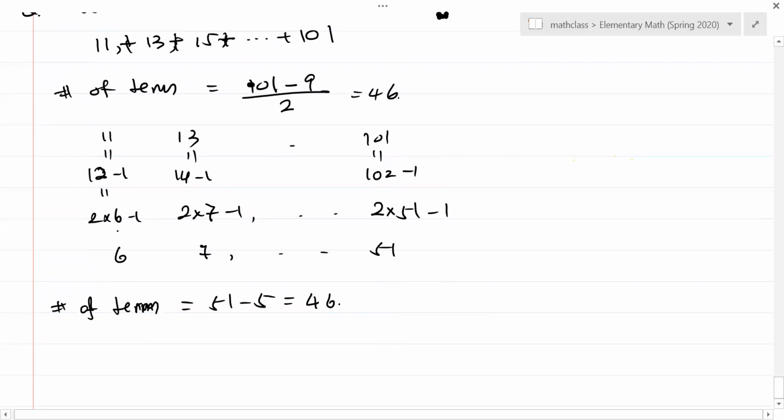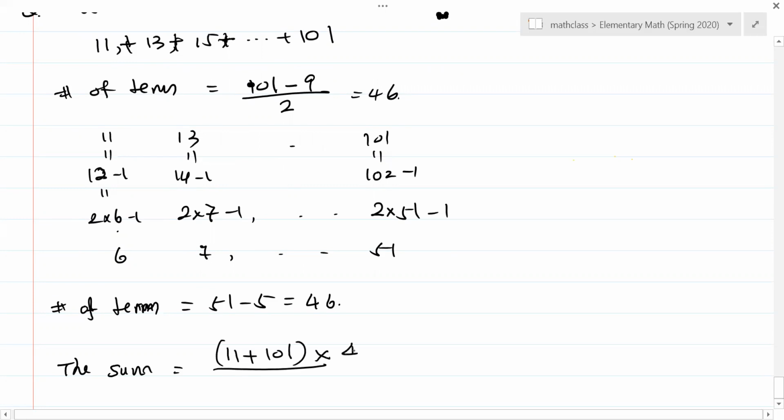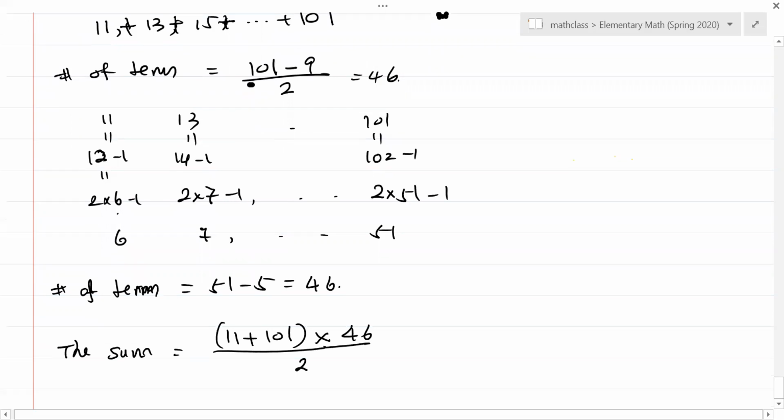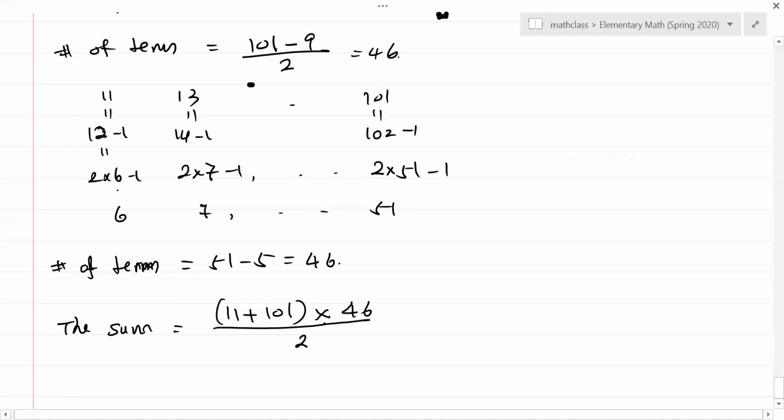All right. So now the question is, how do you add them together? The sum. If we use the formula, it's going to be the first term plus the last term, multiplied by the number of terms, divided by 2. Okay, so that's the answer. So we stop here after we finish this. 11 plus 101, and multiply by 46 divided by 2 is going to be 2,576. All right, so yeah, that's the end of the class.